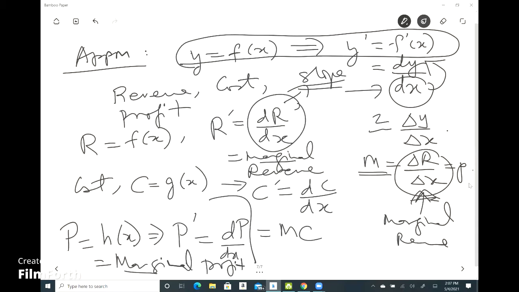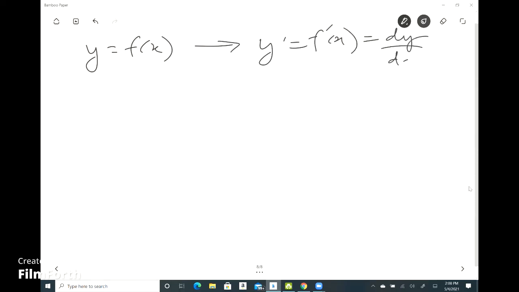All right? So again here, if you look at the function in economics, y equal to f of x, normally the derivative of y equal to f prime of x equal to dy dx, we call simply marginal. Marginal revenue, if it is a revenue function. So it's marginal of y, whatever the y is. For example, we'll talk about revenue, cost, profit. So in terms of application, the marginal is just like the slope. All right. So that's the idea.